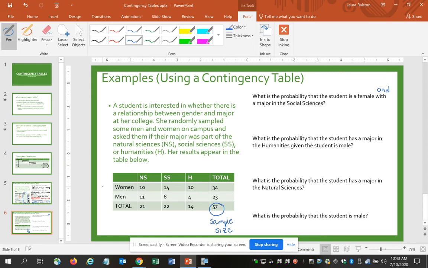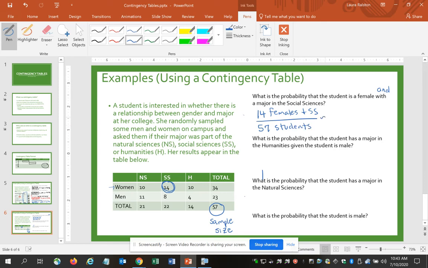So I know I want to look for a female, so I'm going to go over here and look at the row that says women, that's female, and in the social sciences. So I'm going to go under social sciences. So there's a total in that case of 14. So there were 14 females and social science out of the 57 students.